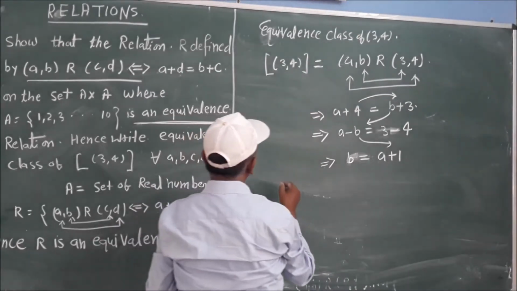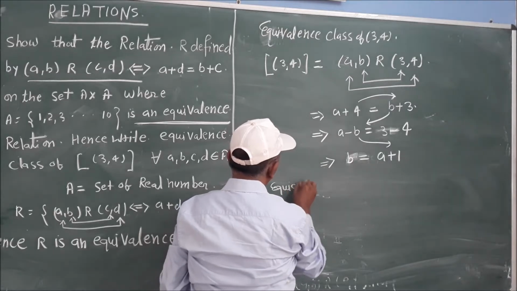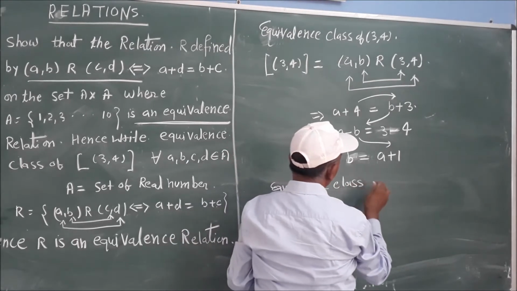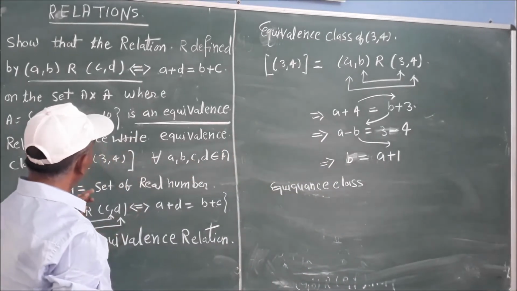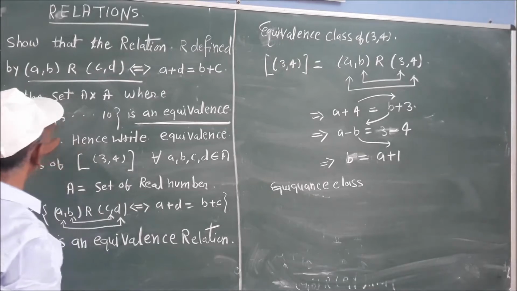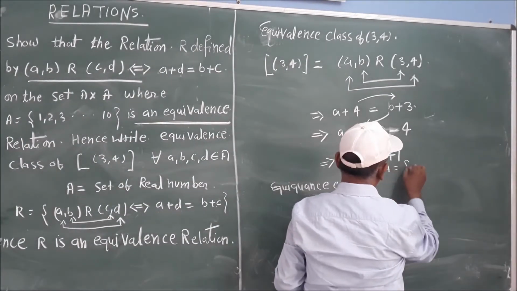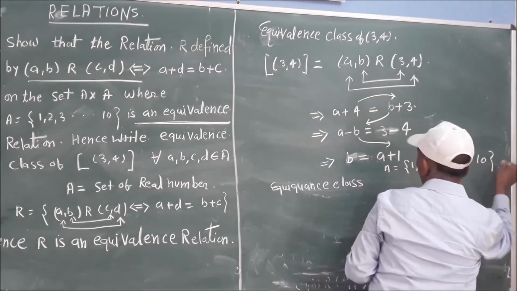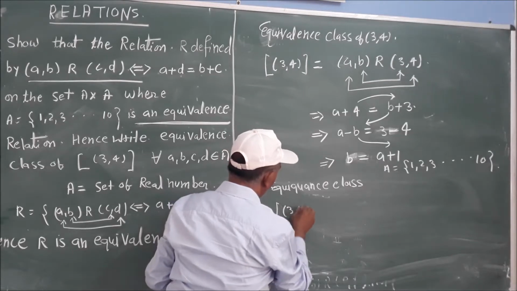So what is its equivalence class? Equivalence class of 3, 4. Its elements will be, the set is given, check here. The set A is given as 1, 2, 3, 4 up to 10. So what is the equivalence class of 3, 4?